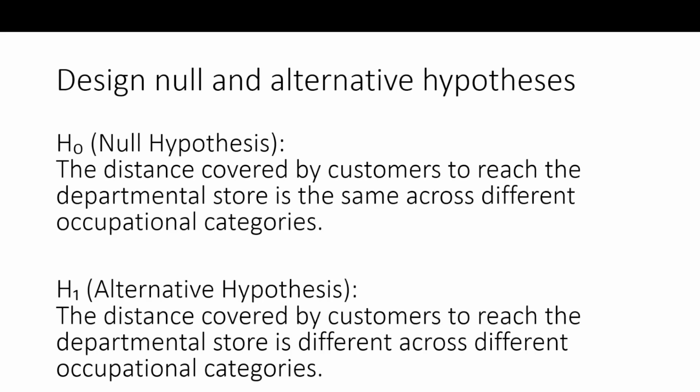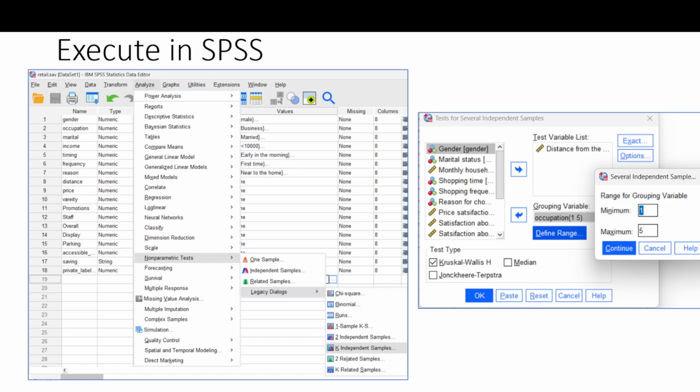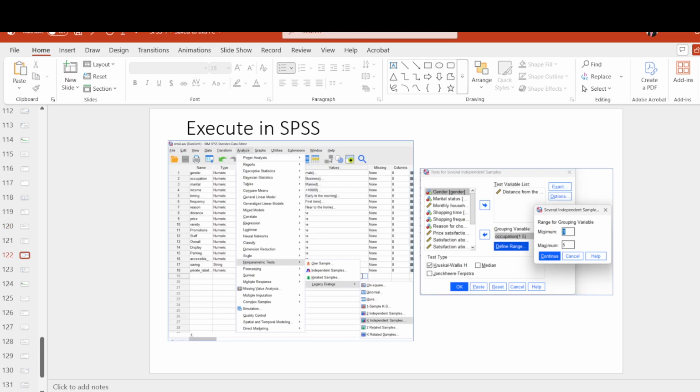And we have to design the null and alternative hypotheses. So the null hypothesis H0 in this case: the distance covered by customers to reach the departmental store is the same across different occupational categories. Alternative hypothesis H1: the distance covered by customers to reach the departmental store is different across different occupational categories. And now we are going to execute it in SPSS by using this data sheet.